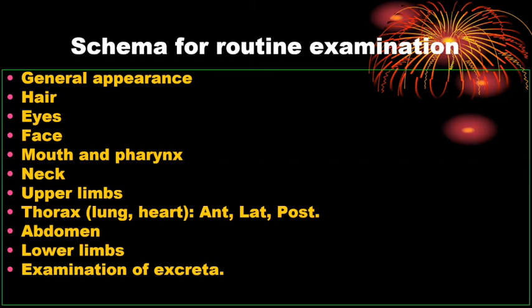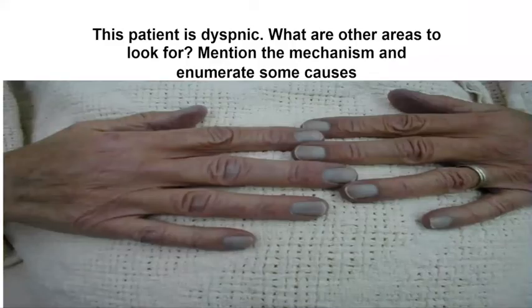Deep yellow occurs in a patient with, for example, hepatitis, due to an increase in conjugated bilirubin, and this will be excreted in the urine, giving a tea-colored urine. So these are some of the physical signs.